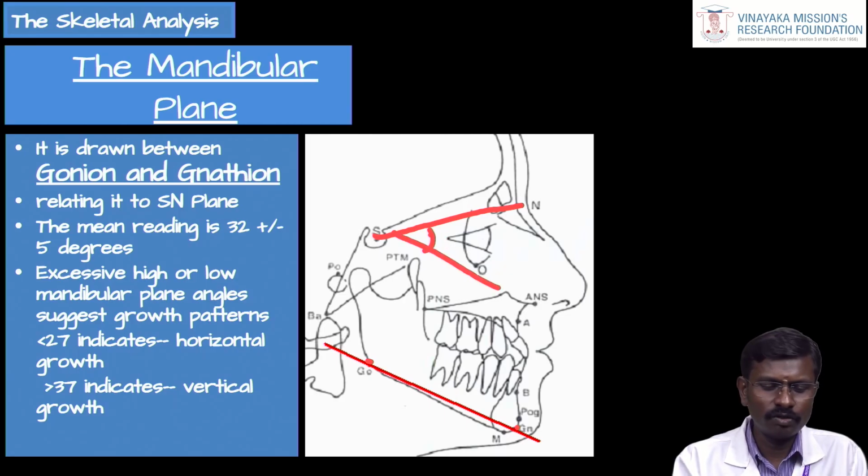The mean reading is 32 plus or minus 5 degrees. It means if it is less than 27 degrees, it shows a horizontal growth pattern. If it is more than 37 degrees, it shows it's a vertical grower. So based on that, we will plan for a treatment.